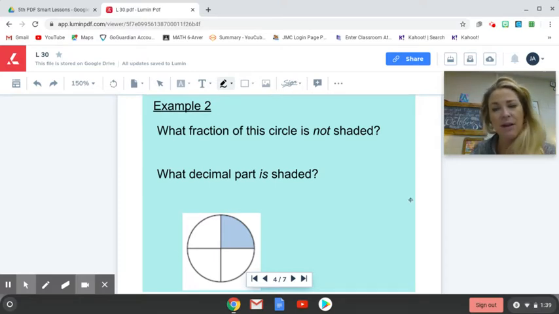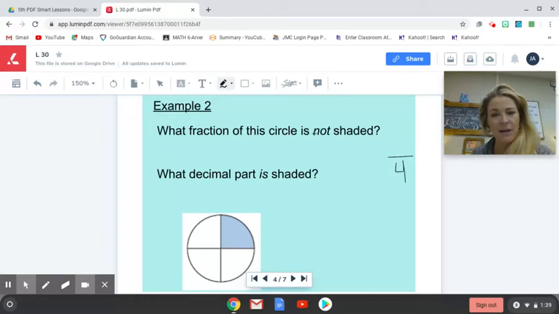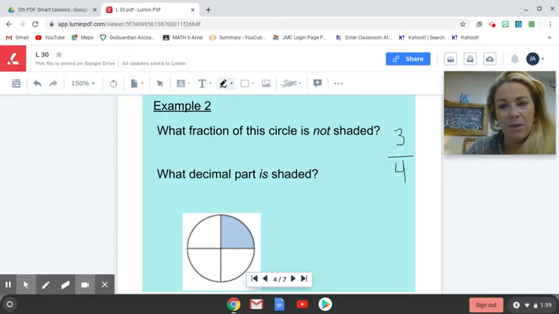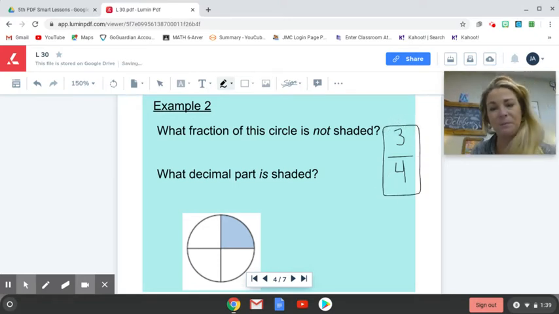Well, when I look down here, first of all, I can see that this circle is divided into fourths. There are 4 quadrants or 4 sections, 1, 2, 3, 4. And what fraction is not shaded? Well, 1, 2, 3 parts. 3/4 is not shaded. I can't reduce that fraction. 3 is a prime number.